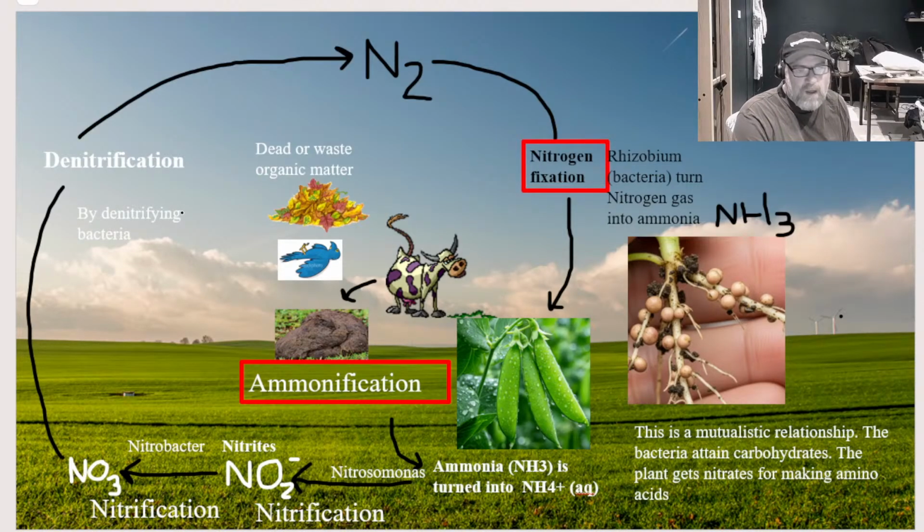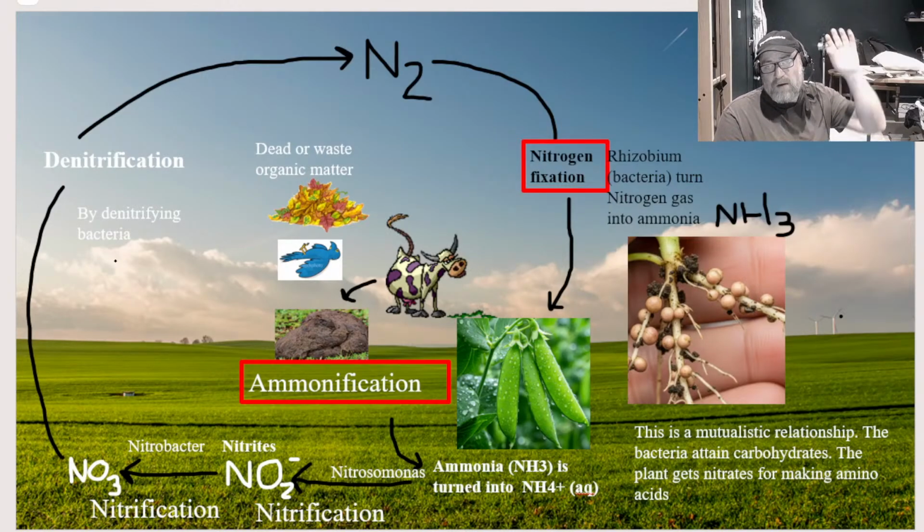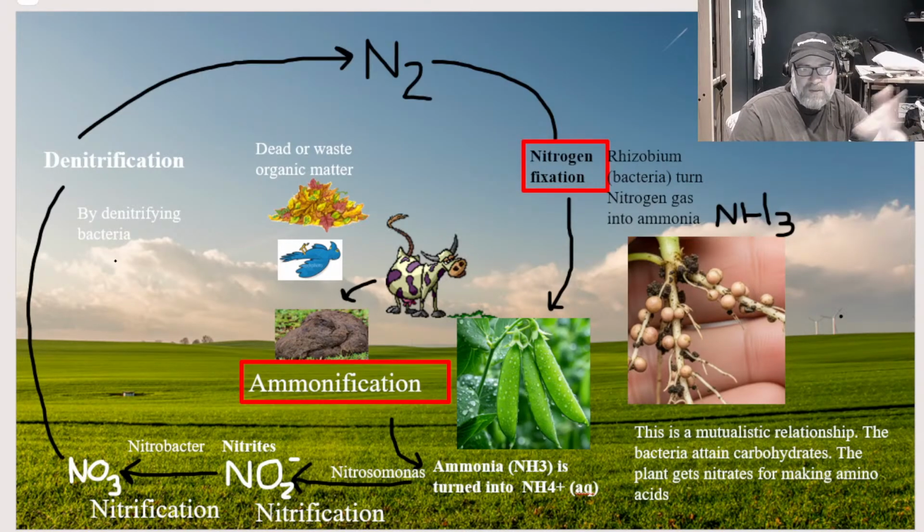You don't need to know any specific names of denitrifying bacteria. There are loads of different names. You just need to know that the bacteria that return nitrogen to the non-living part, the abiotic part of the atmosphere, are known as denitrifying bacteria, but there are tons of different examples.